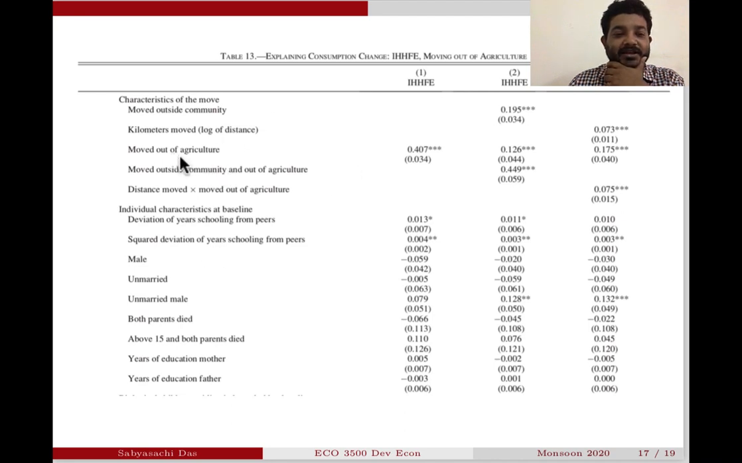Again, it is saying that if you're moving out of agriculture, of course that has an additional effect on migration, but the original effect remains, right? So if you interact whether you have moved out of agriculture, that of course gives you a higher return, but even then my main migration variable still gives you a positive effect. So basically they are ruling out all these other explanations.